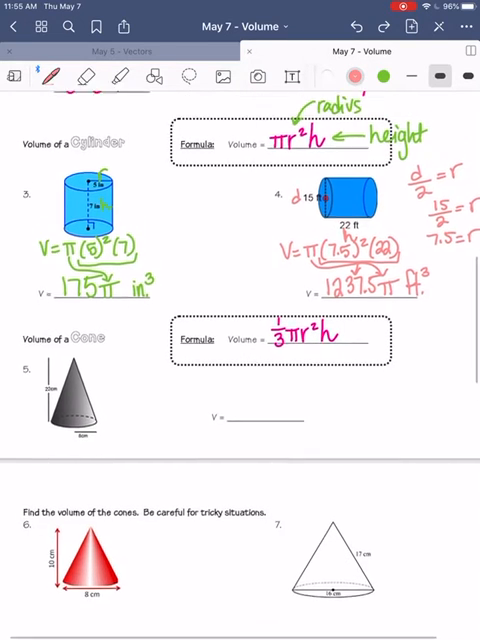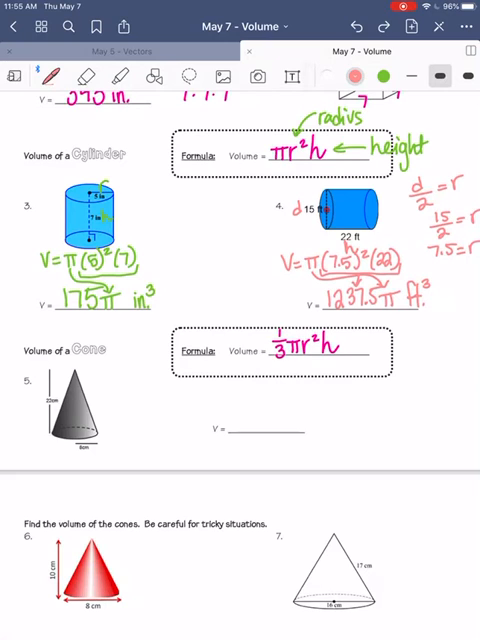Now, I want you to look at the formula of the cone versus the formula of the cylinder. Do y'all see that basically these two things are the same, except the cone has the 1/3 out front? And here's why. Now, y'all know I'm not a good drawer, but it basically is saying we could fit 3 of these cones and make a cylinder.